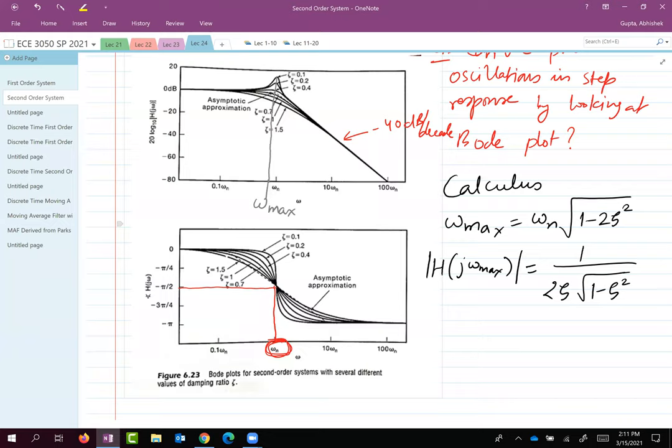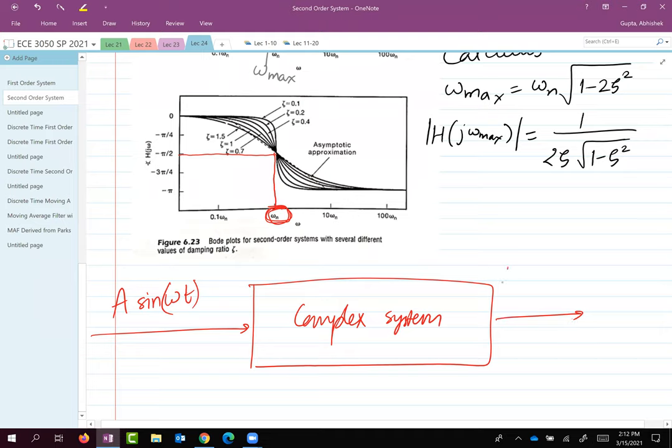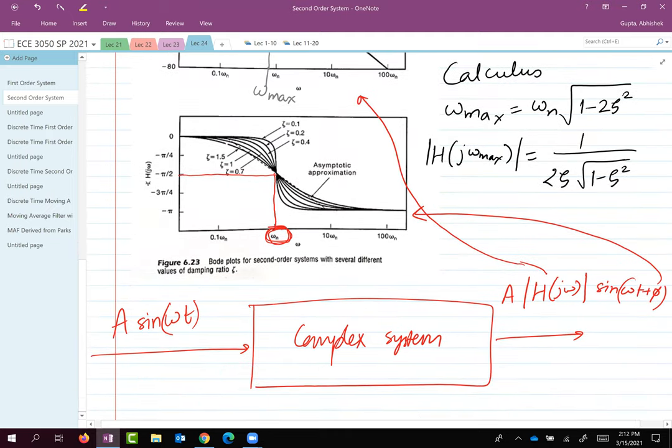So the beauty of the Bode plot is that for every frequency, you give the system an input. So you have a complex system. You give it an input A sine omega t. You look at the output, A times the absolute value of H of j omega, sine of omega t plus phi, right? And you plot this phi in the phase plot. You plot this change in amplitude in the amplitude plot of the Bode plot. And you repeat this experiment for varying values of omega. So you start from very small values of omega, 0.001, 0.01, 0.1, and so on and so forth. So you've swept across a very large range of values of omega.